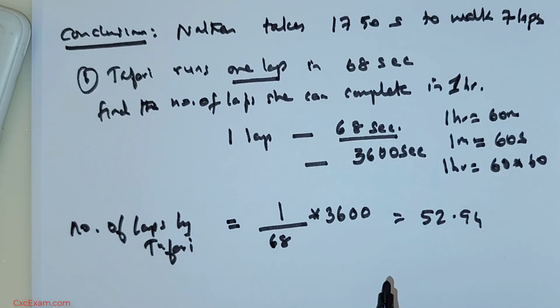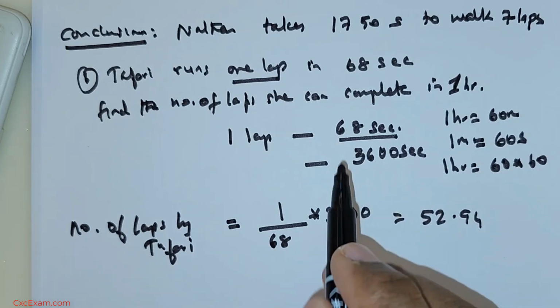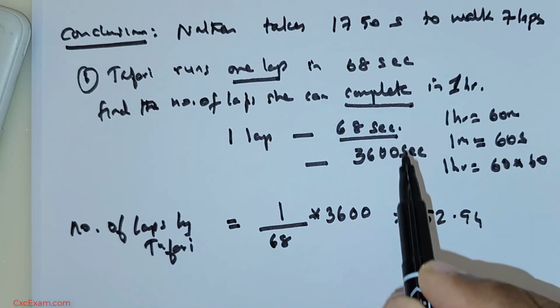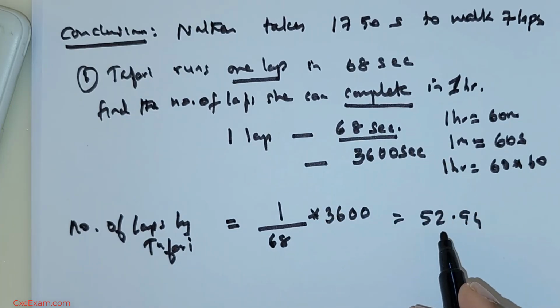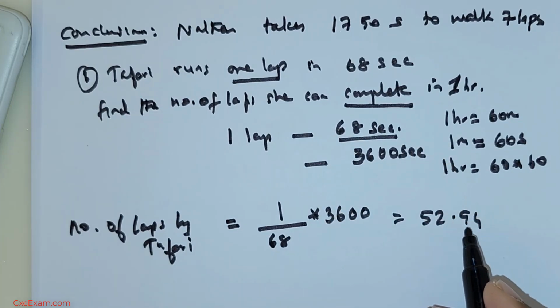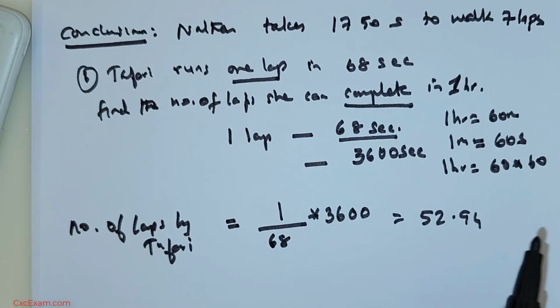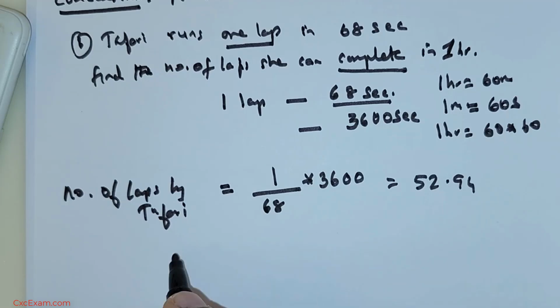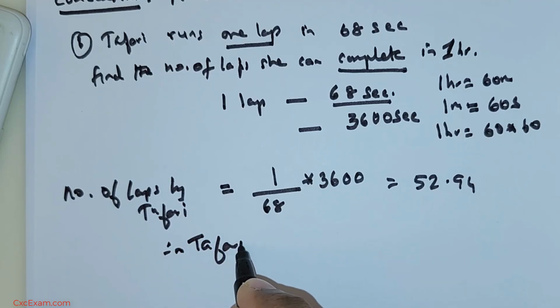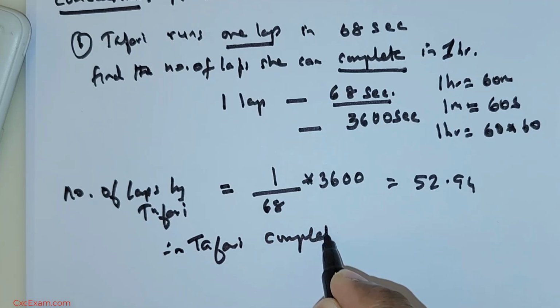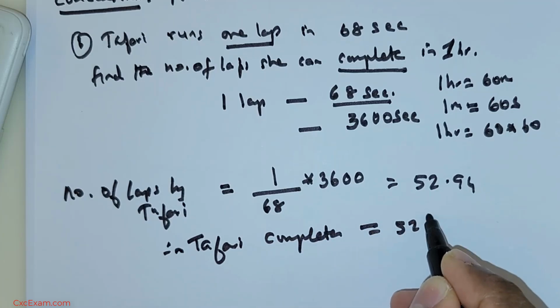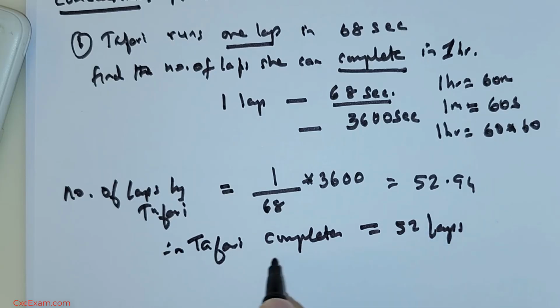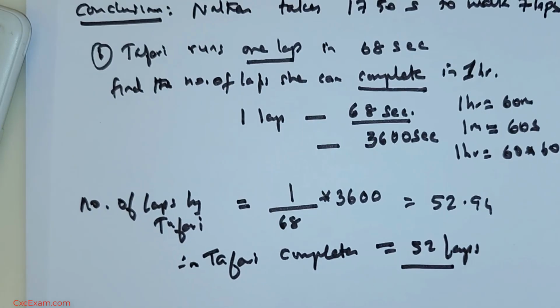Can we write here 52.94 laps? No, because the question is number of laps that can be completed. 52.94 is not a completion. It is in between, or I would say not yet completed. That's the best answer. So therefore Tafari completes how many laps? 52 laps. Okay, that's the solution for this question.